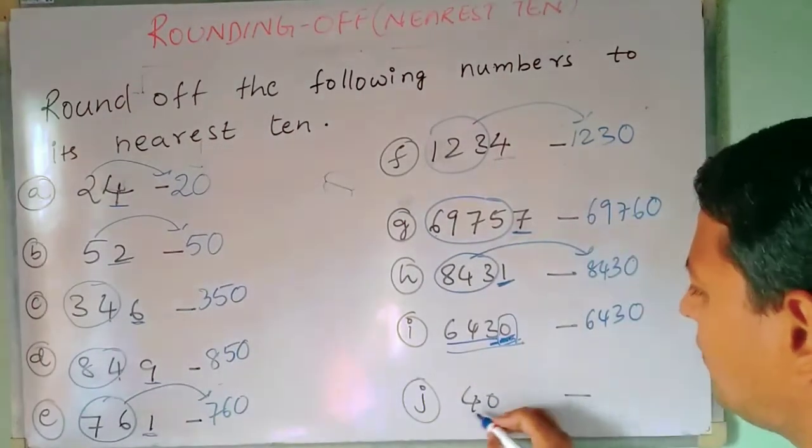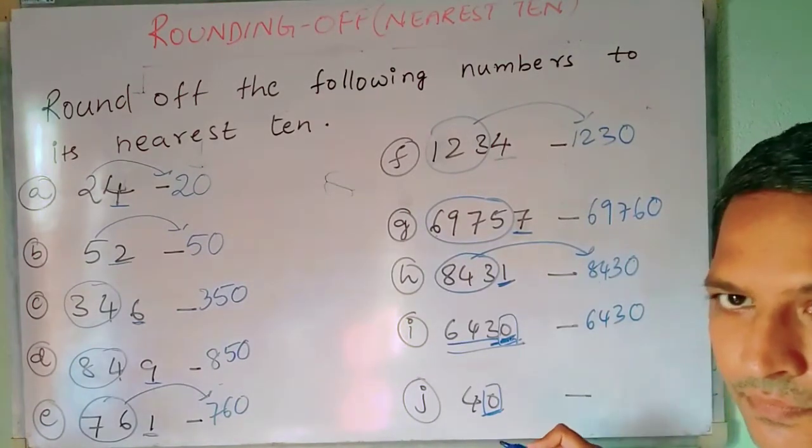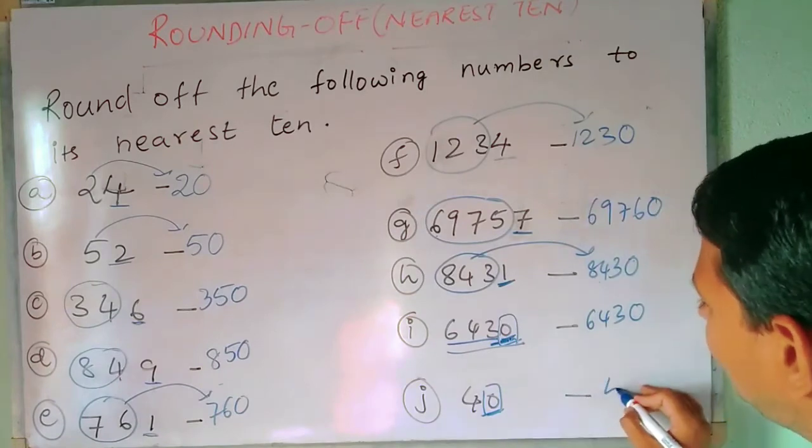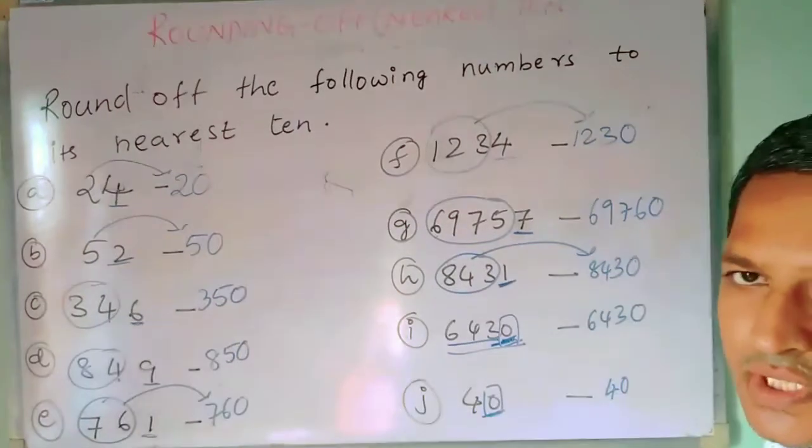Now in the same way for 40, we should see the ones place. In ones place already 0 is there. So obviously the nearest 10 is also the same. So these are the solutions for the assignment.